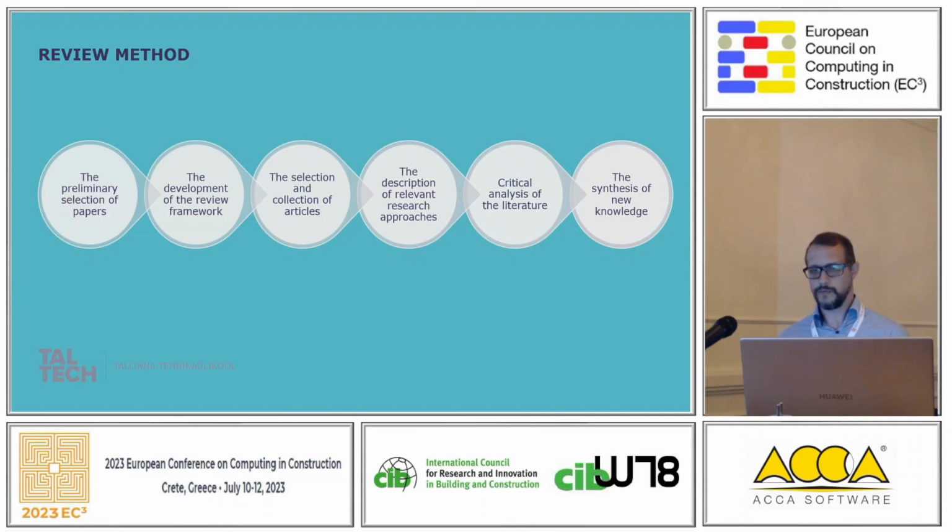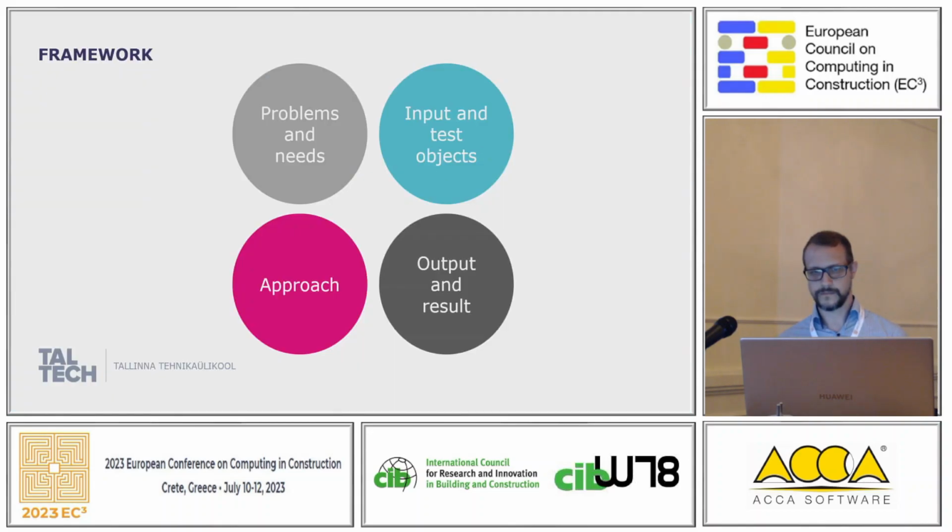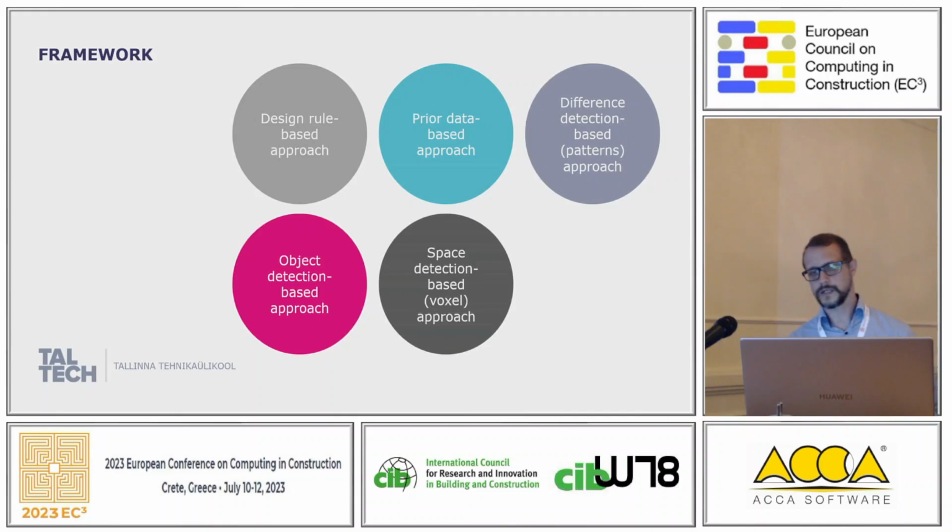The integrative literature review method was used as a distinctive form of research, and the review was divided into 6 steps, beginning with the preliminary selection of papers, and ending with the synthesis of the new knowledge. By reading the first papers about developed workflows, the following common aspects emerged: problems and needs, input and test objects, approach, and output and result. Also, 5 categorization groups were proposed based on the assumption that knowledge is hidden in the input data information processing approach.